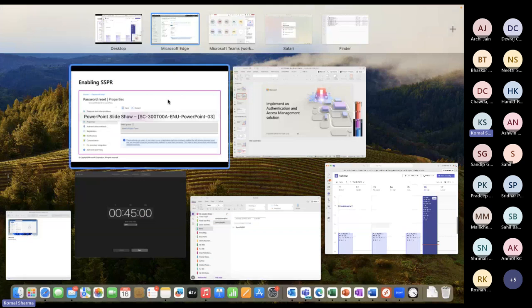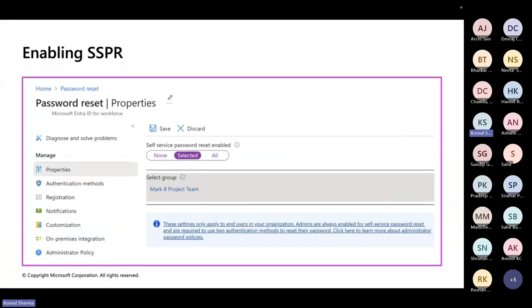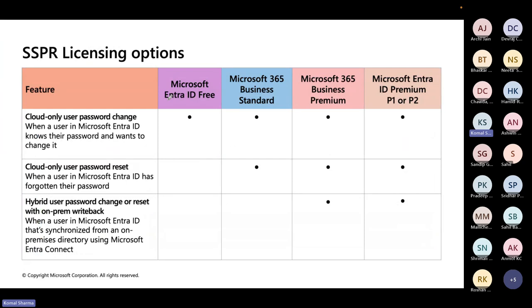So now that is done, let me go back to my PPT. So that was about enabling SSPR. Under SSPR licensing options, the feature cloud-only user password change is available with Entra ID Free, Business Standard, Business Premium, and P1 and P2. Cloud-only user password reset. See, the password change is when you are trying to change the password, and the user already knows the password and wants to change it. Resetting is what we have just done, where I do not know my password.